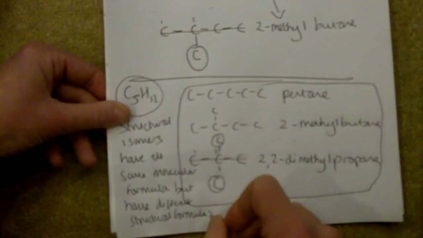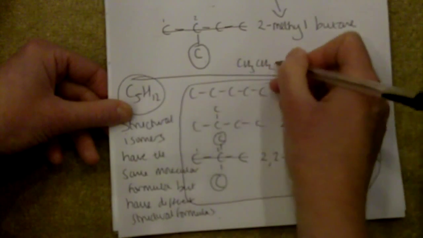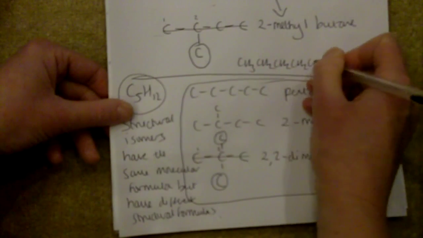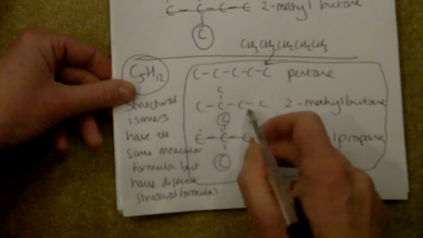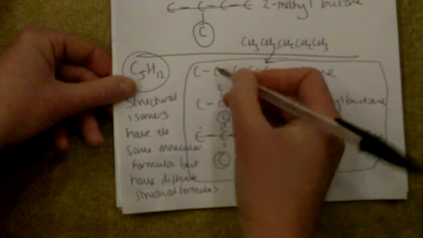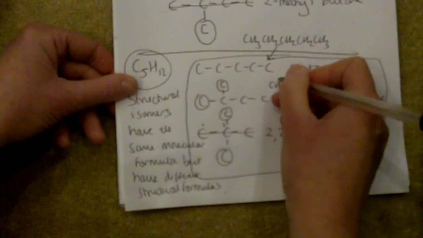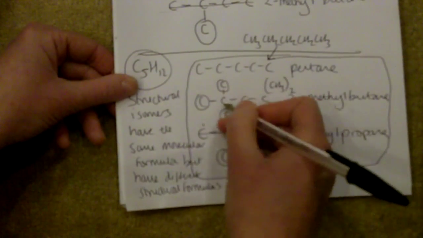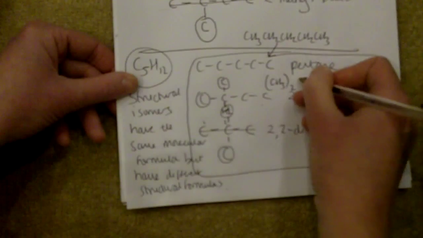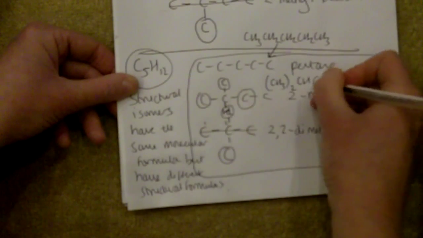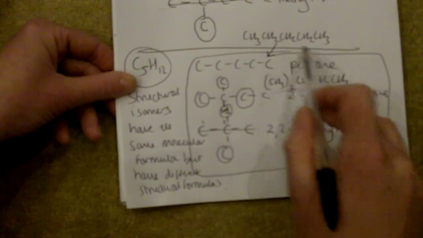Okay, we've already done the structural formula for this one. Here, it's CH3, CH2, CH2, CH2, CH3. That's the structural formula for that. What's the structural formula for this one? For 2-methyl butane. Well, there's 2 methyls. Okay, so I'm going to go CH3, 2 methyls, joined to a CH. Remember, carbon has to have 4 bonds. CH, then a CH2, and then a CH3. Okay, so it's a different structural formula.